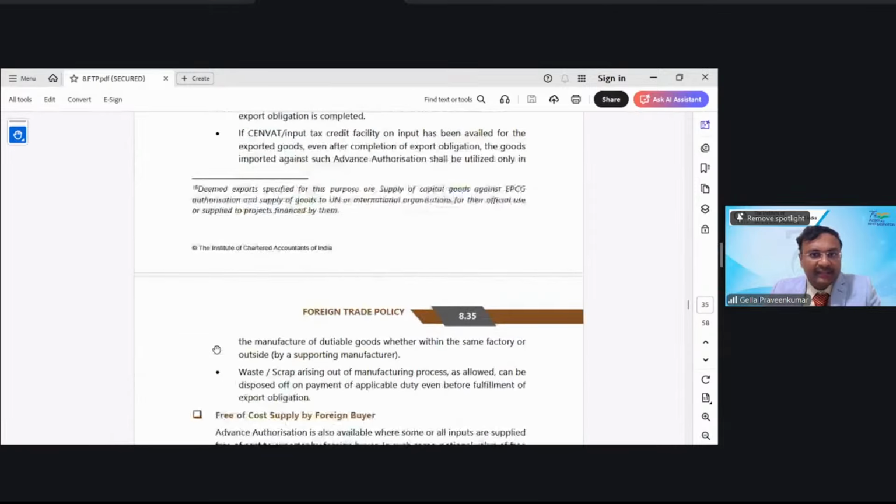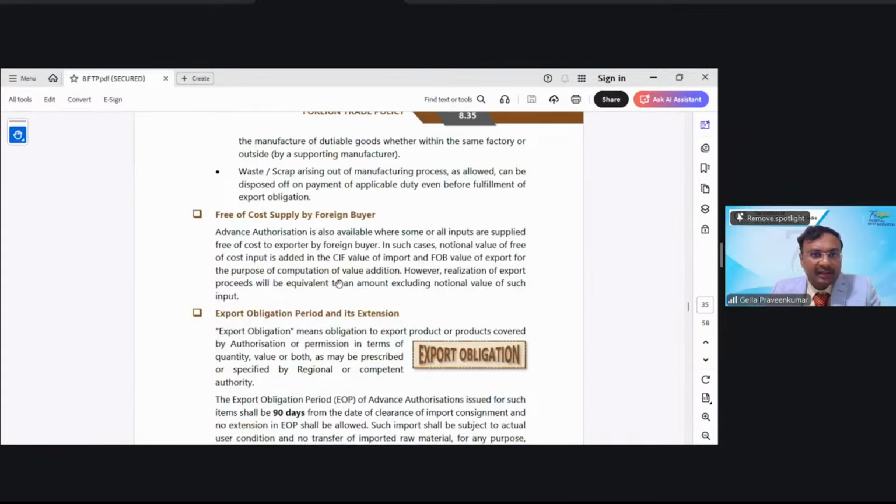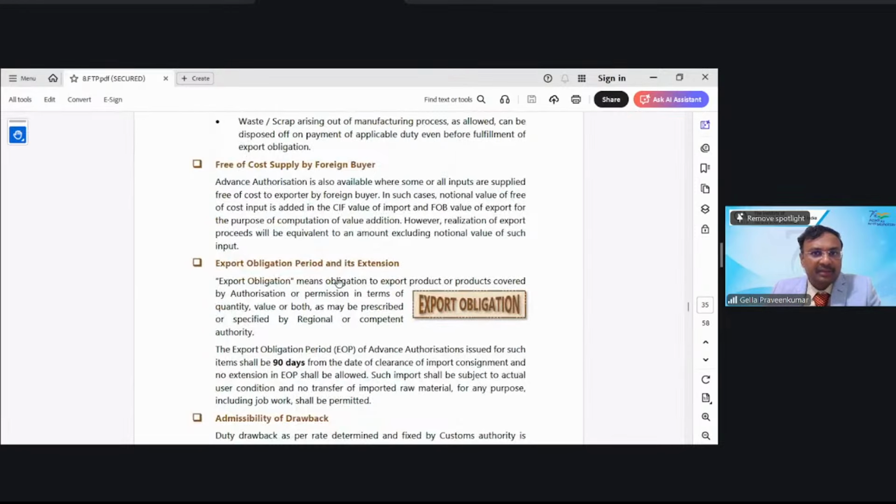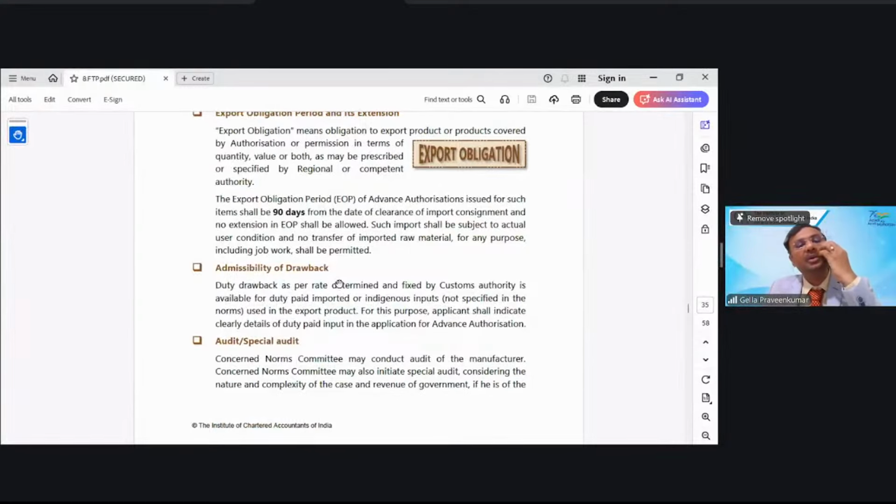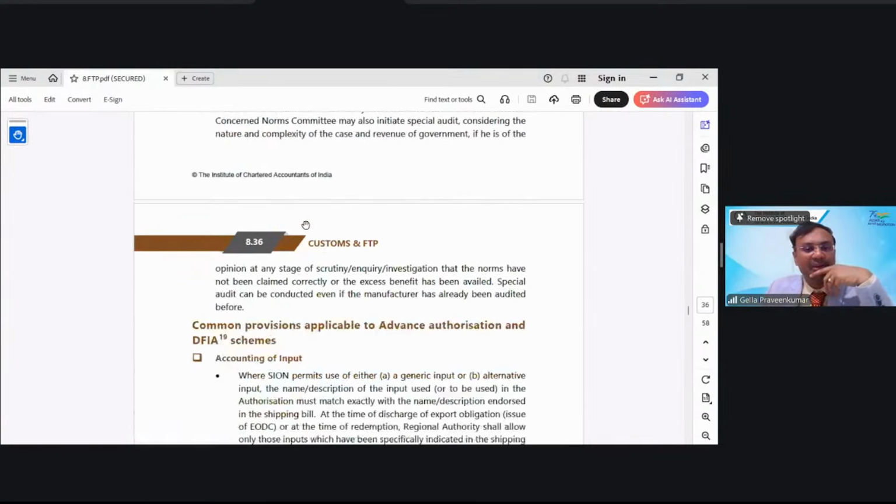Actual user condition, I have explained this. Free of cost supply by foreign buyer, valuation: whatever FOC purchases are there, even that notionally counts for value addition, A minus B divided by B. If at all I get any items free of cost for the value addition, though it's FOC, I will add the notional value of that cost as cost, A minus B divided by B, and I get that formula of 15%. Export obligation, as I said, 90 days is the window within which I have to export.